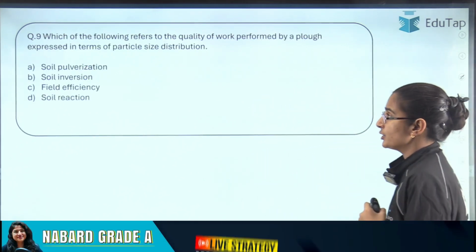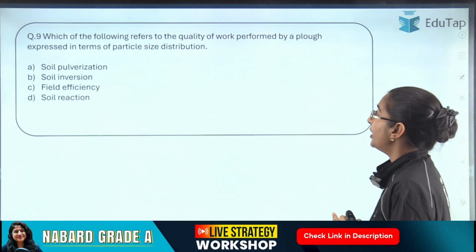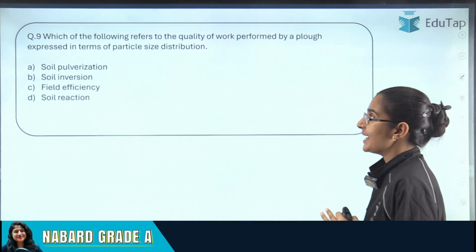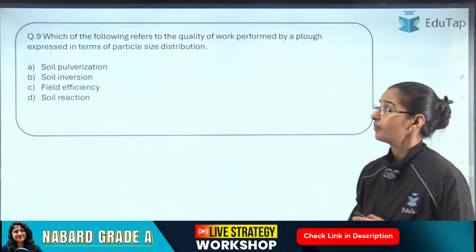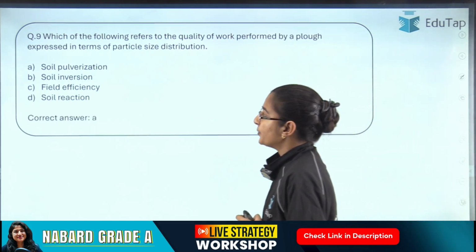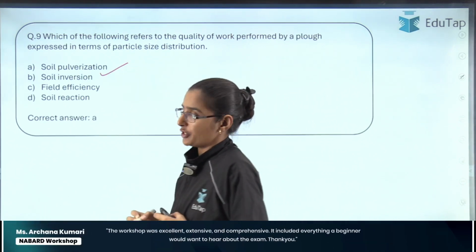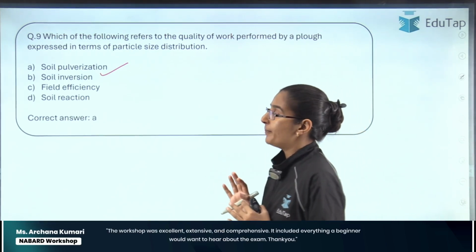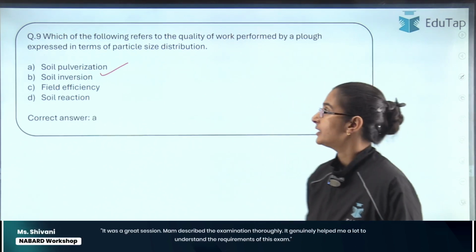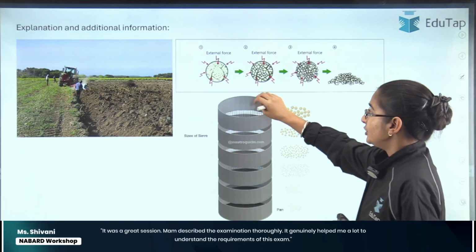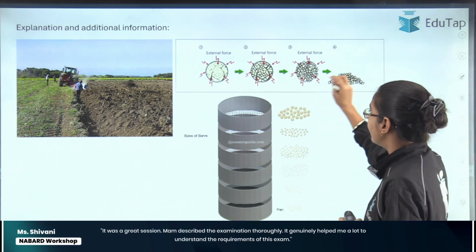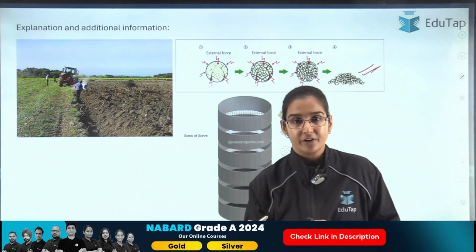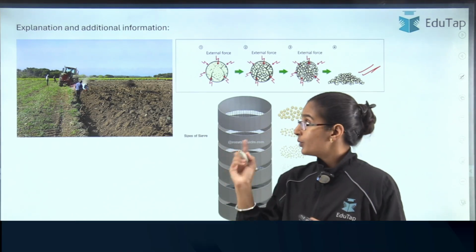Now coming to the next question, which of the following refers to the quality of work performed by a plow expressed in terms of the particle size distribution, right? So the correct answer here is option number A, soil pulverization. Now all these terms are very important. See, as far as soil pulverization is concerned, what is meant by the term soil pulverization? Here, as you can see, the breakdown of the particles into smaller and finer particles is known as soil pulverization, right?